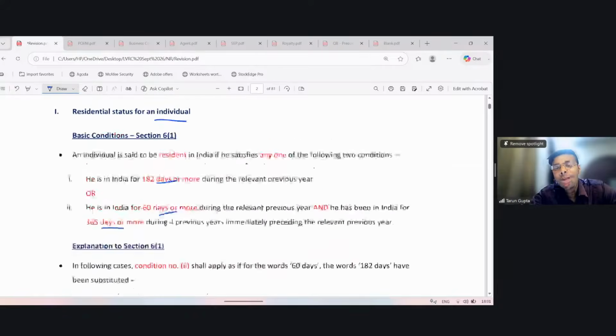So either if during the relevant previous year the person is in India for 182 days or more, then he's a resident. Or if he's in India during the relevant previous year for 60 days, and in the last 4 years he was in India for at least 365 days. If he satisfies both these conditions, 60 days and 365 days, then also he will qualify as resident. So a person may satisfy any one of these two conditions, then he will be treated as resident.